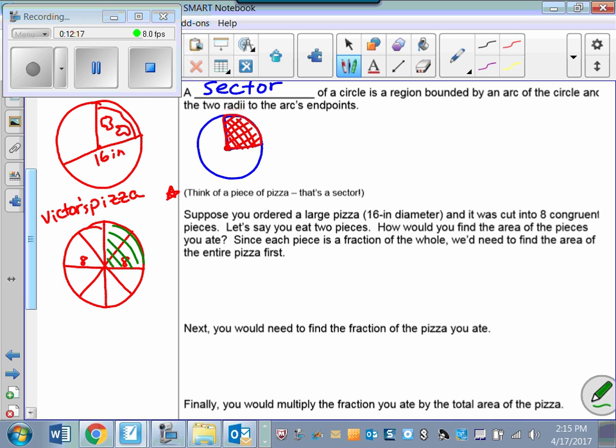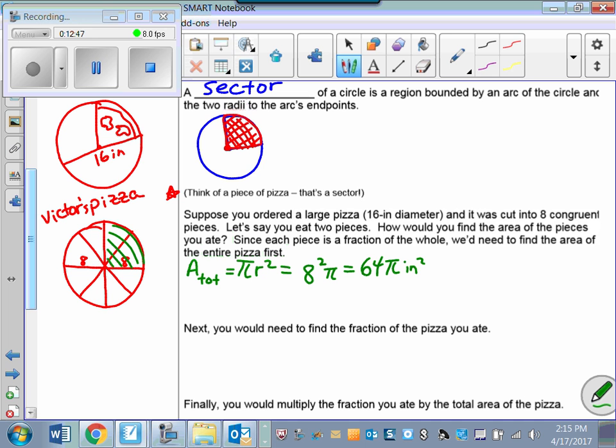How do you find the area of the pieces? Since each piece is a fraction of the whole, we need to find the area of the whole pizza first. So area, I'm going to say total, is pi r squared, which is going to be 8 squared times pi, which is 64 pi square inches. Okay, so there is the area of the whole thing.